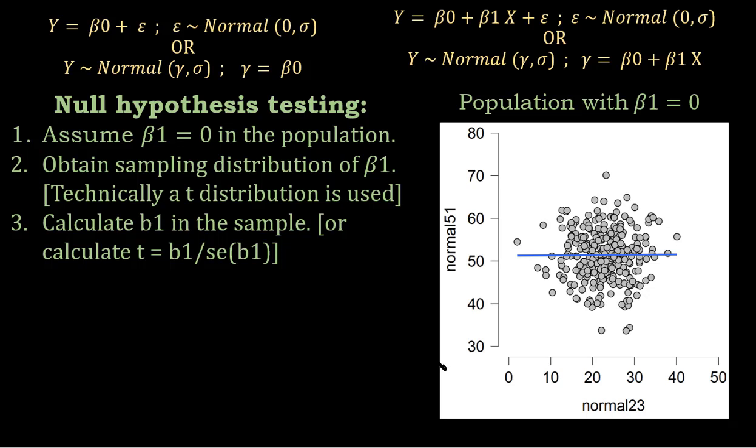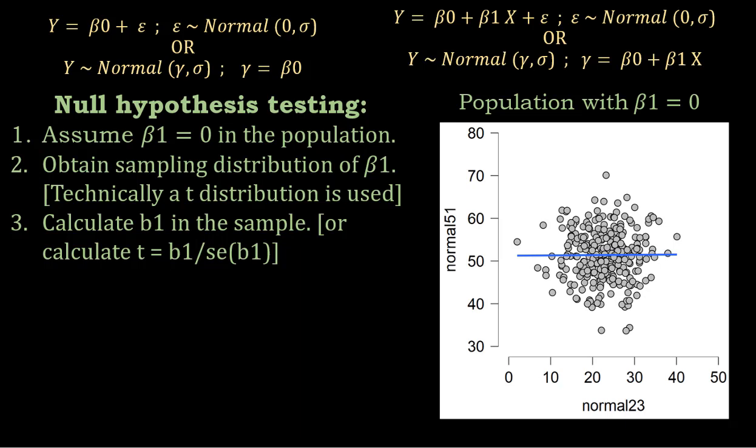But anyway, basically the idea is that you can manually construct a sampling distribution of beta 1, or transform beta 1 into t, which is step 3. So in step 3 you calculate the b1 in the sample, or calculate the t by using b1 divided by the standard error of b1.